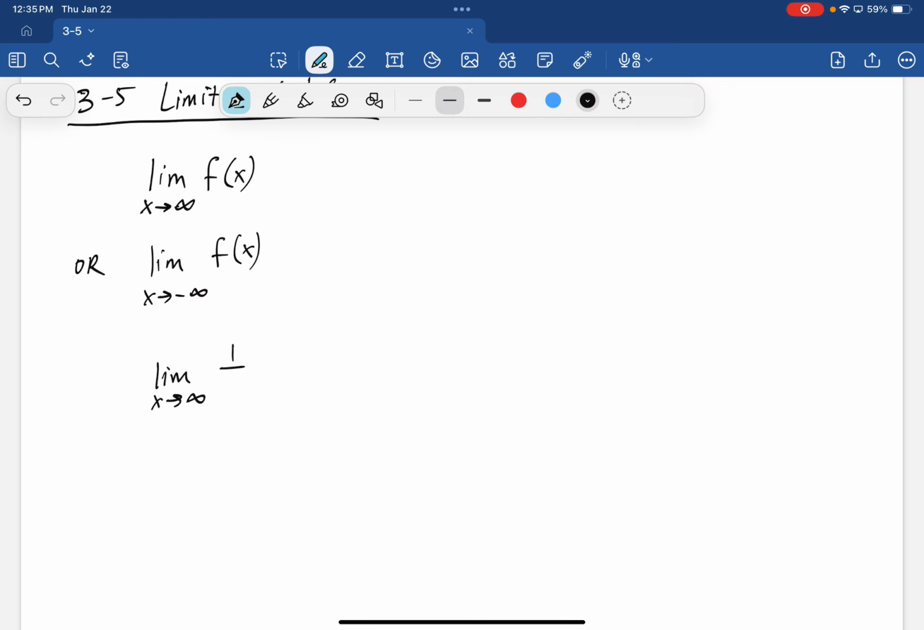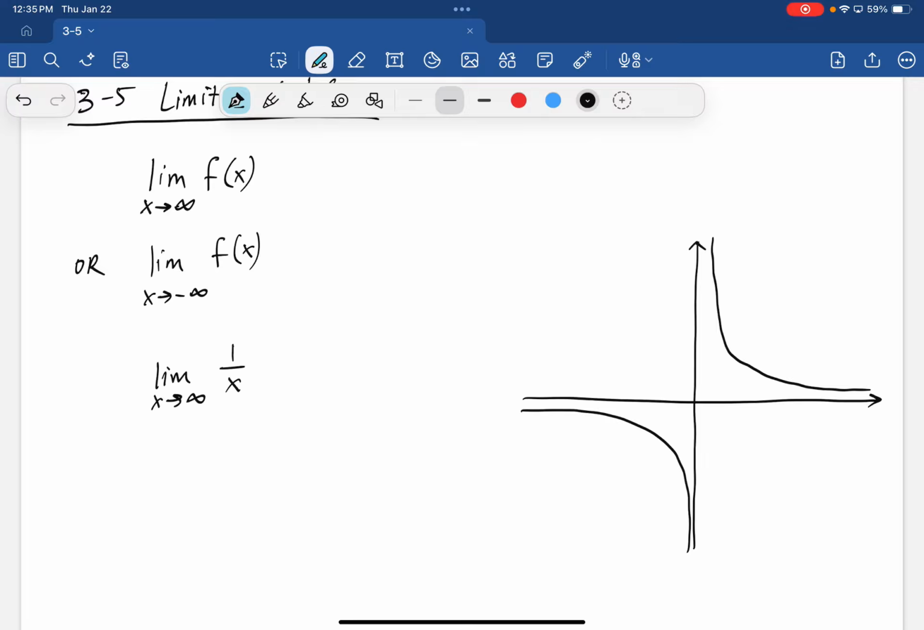We might have the limit as x approaches infinity of maybe a function such as 1 over x, and you guys know the graph of this, right? This graph looks like two hyperbolas, or a hyperbola. And so as x approaches infinity, meaning that as x gets really big, the function is approaching 0, right? And so we would say that the limit as x approaches infinity of 1 over x is equal to 0.